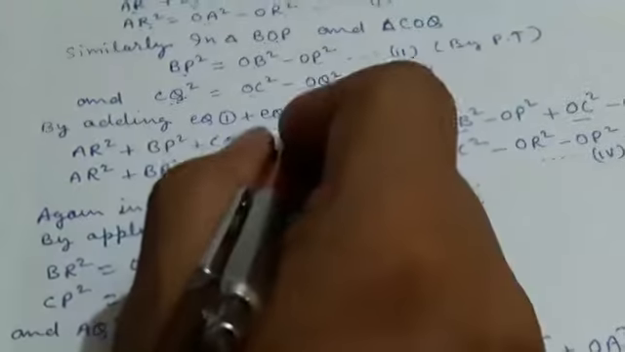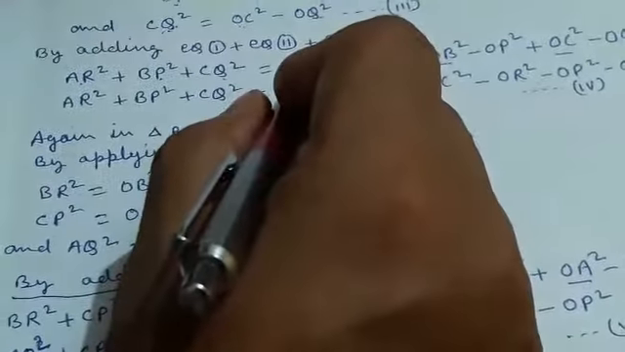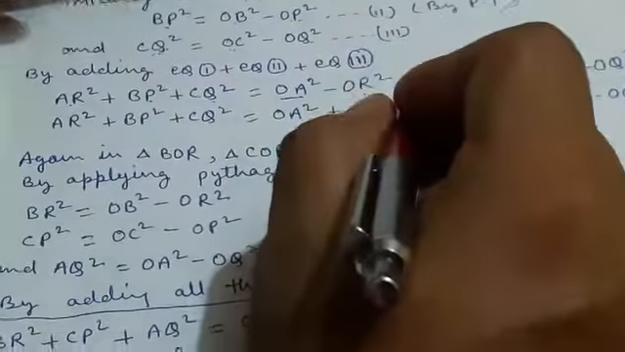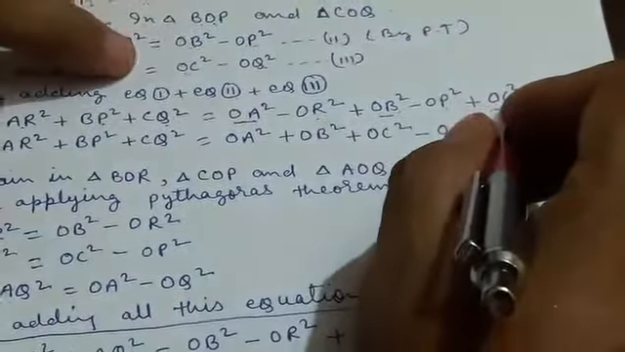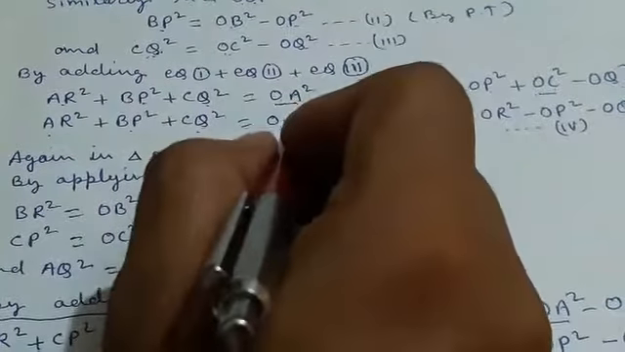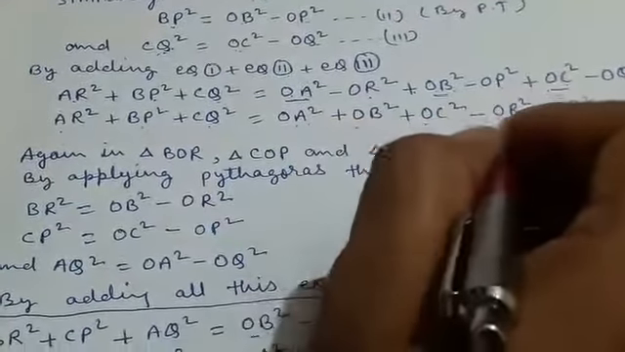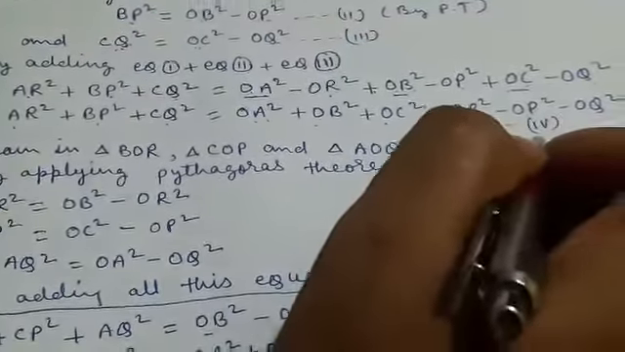By adding equation 1, equation 2 and equation 3, AR square plus BP square plus CQ square is equal to OA square minus OR square plus OB square minus OP square plus OC square minus OQ square. So AR square plus BP square plus CQ square is equal to OA square plus OB square plus OC square minus OR square minus OP square minus OQ square. This is our fourth equation.